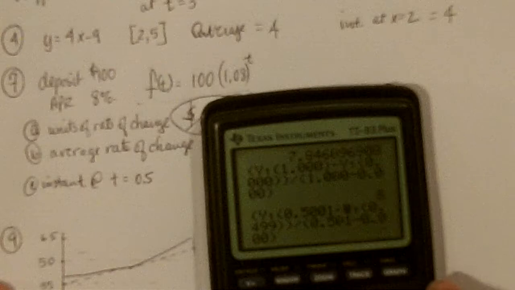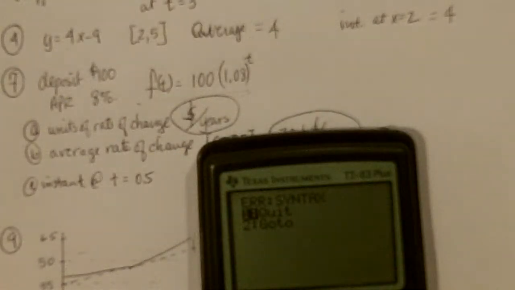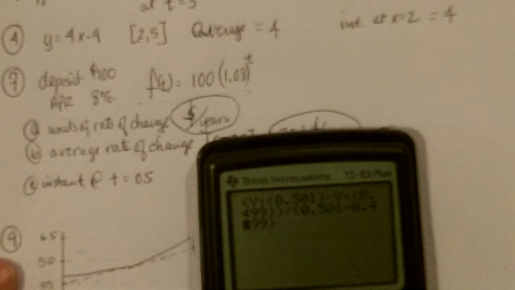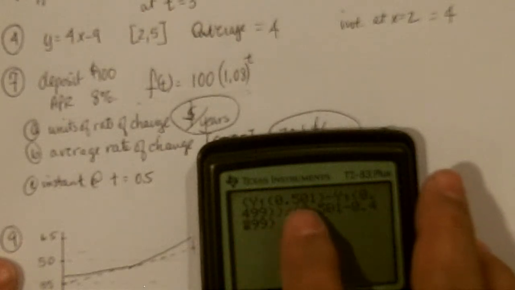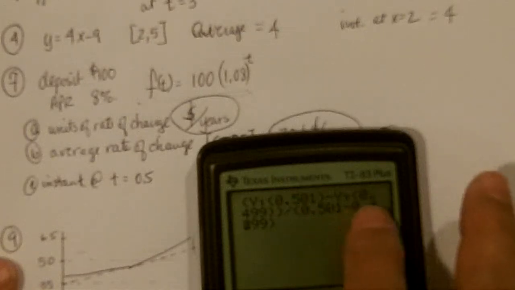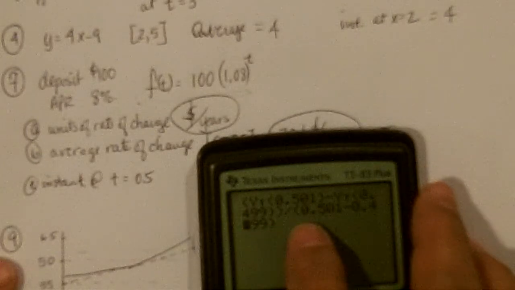0.5001. I got too many. I lost my parenthesis here. Close parenthesis. 0.5001 minus 0.4999. Close parenthesis. And enter. Oop. Got something wrong here. And 0.5001 minus 0.4999.